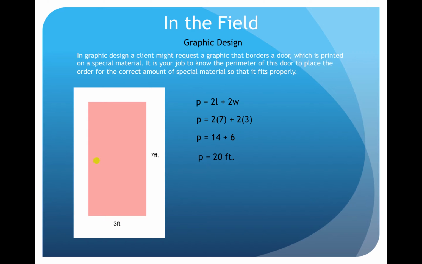So we're going to use our perimeter formula here: 2 length plus 2 width. Go ahead and plug in our numbers here. So we have the length of 7 and the width of 3, so P equals 2 times 7 plus 2 times 3. Simplified, P equals 14 plus 6. Then finally, we would get a grand total of 20 feet.